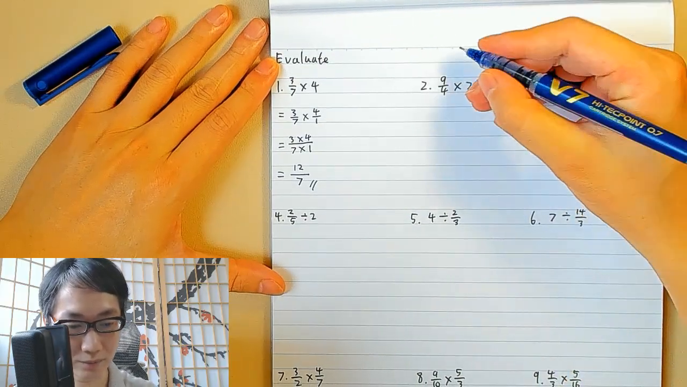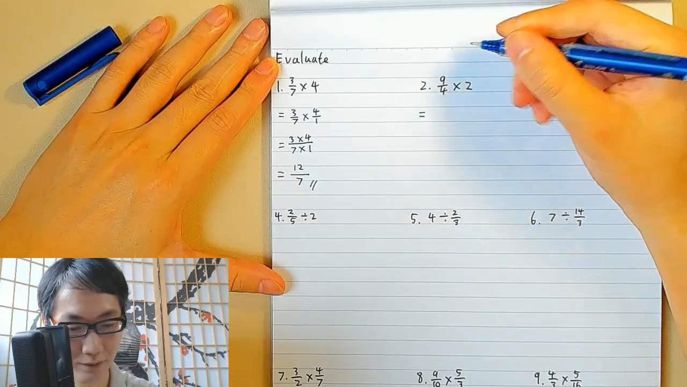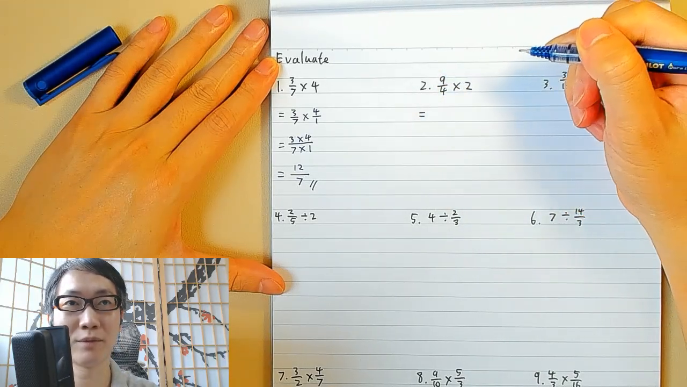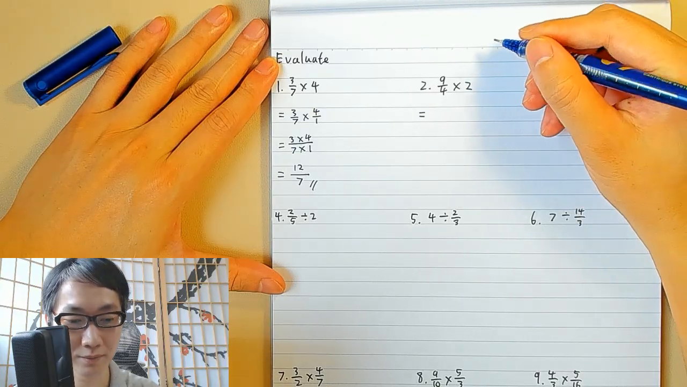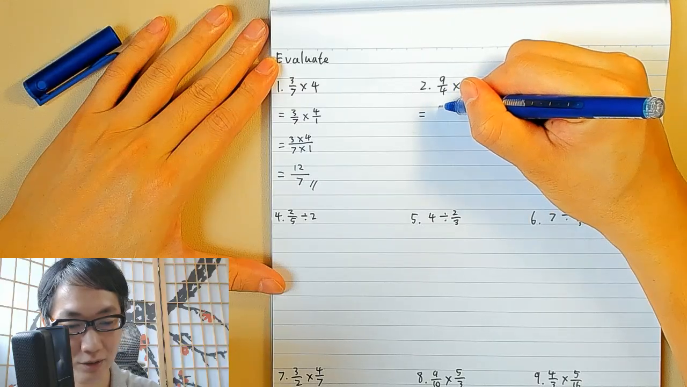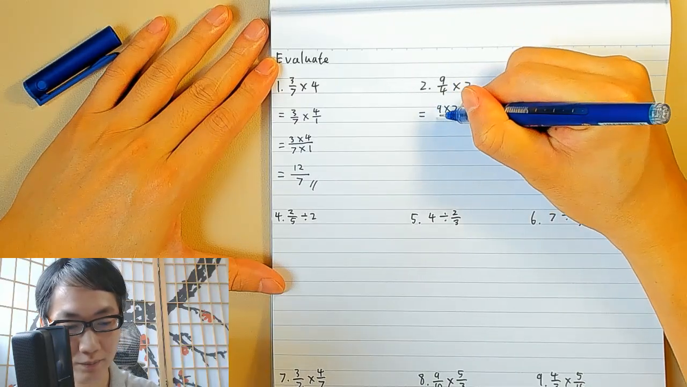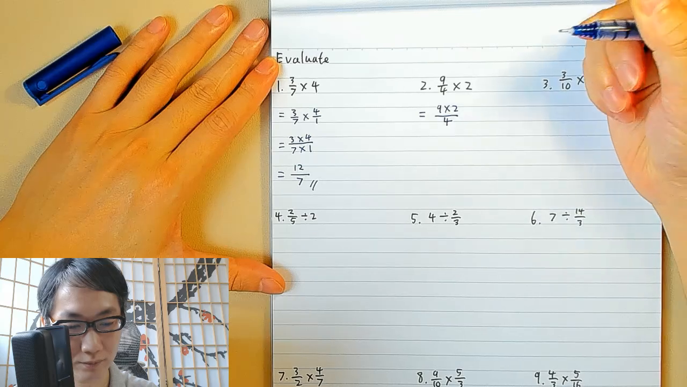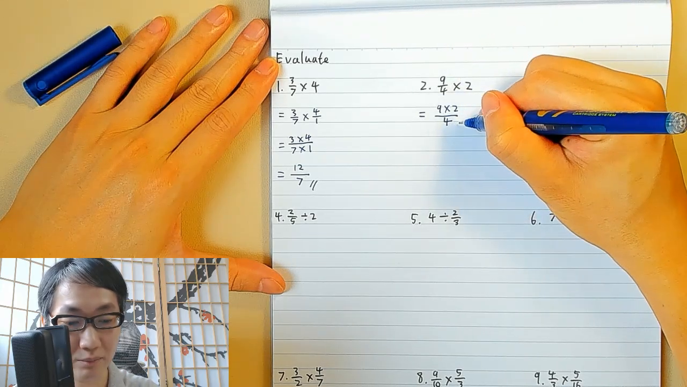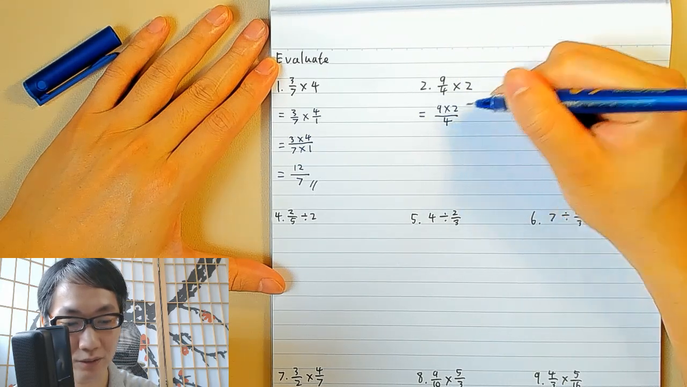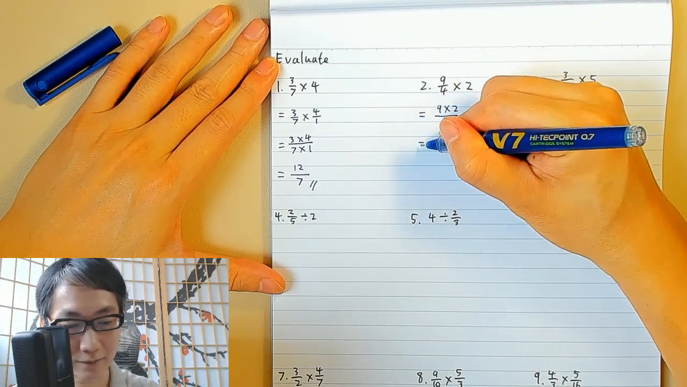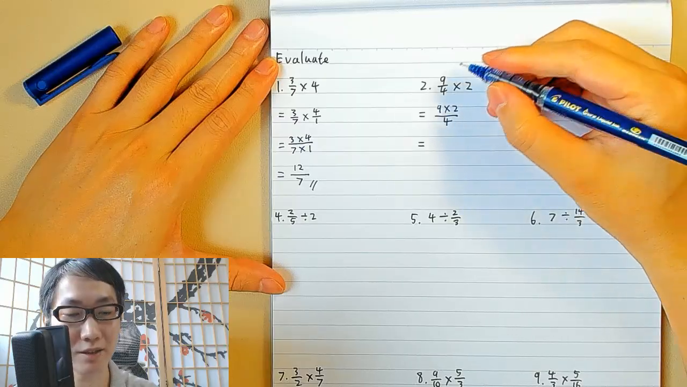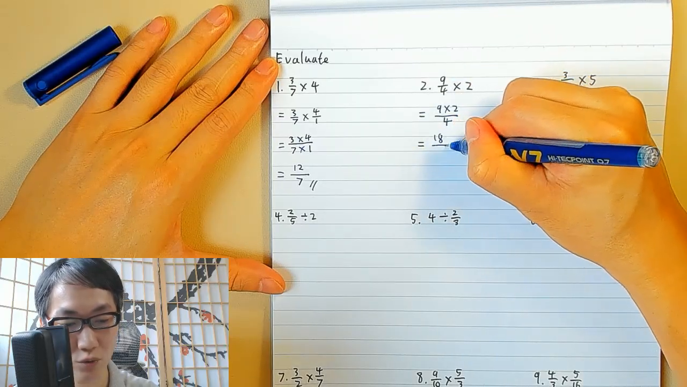Number 2. So now 9 times 2. 2 is a whole number. The denominator of it is always 1. So it is 2 over 1, which means we can directly do this. So 9 over 4 times 2. There can also be a 4 times 1 here because the denominator of 2 is 1, but times 1 does nothing, so it can be omitted. Then 9 times 2 is 18. So 18 over 4.